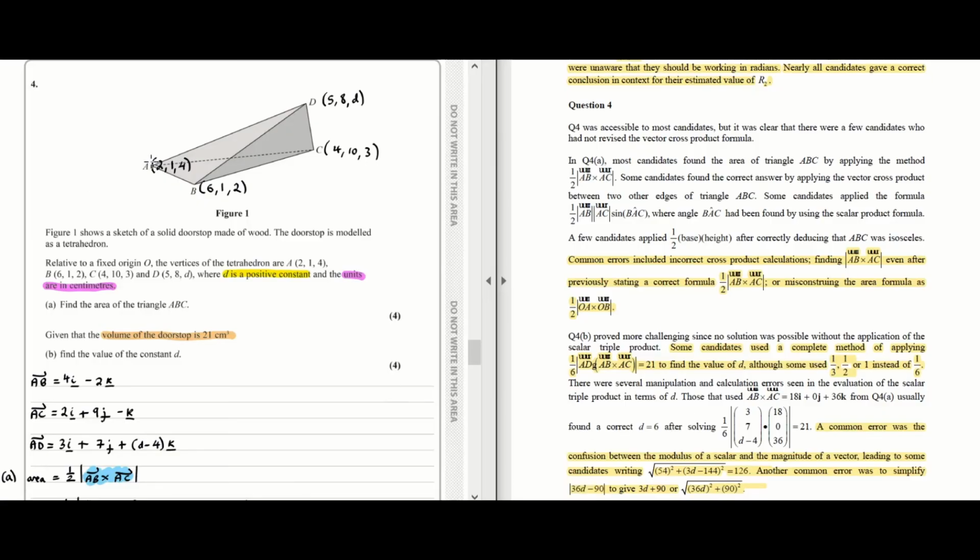Question 4 was concerning vectors. This was quite accessible, but then a lot of people struggled with part B of the question. For part A, a lot of people found the area of the triangle correctly. Some candidates found the correct answer by applying the vector cross product between the other two edges of the triangle ABC, so it doesn't make a difference what edge you start off at, as long as you have the direction pointing outwards.